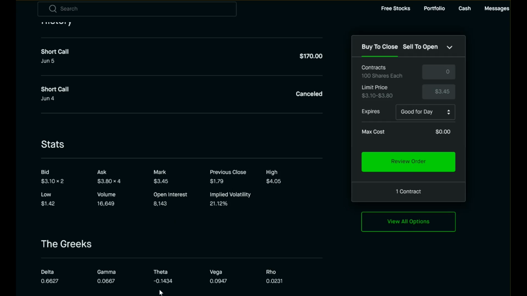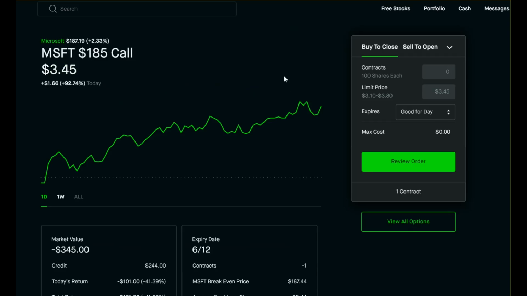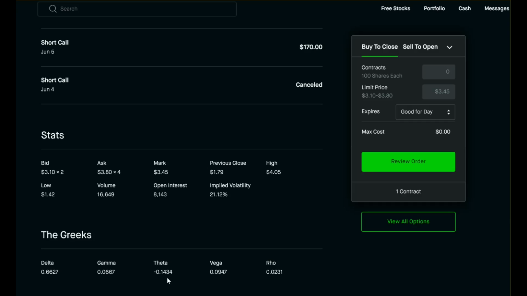Which means that, given everything else as constant, let's assume that nothing else changes. We move from one day to the next. Let's say it's Monday now and we move to Tuesday. So the price of this option will move from $3.45 minus theta 0.14.